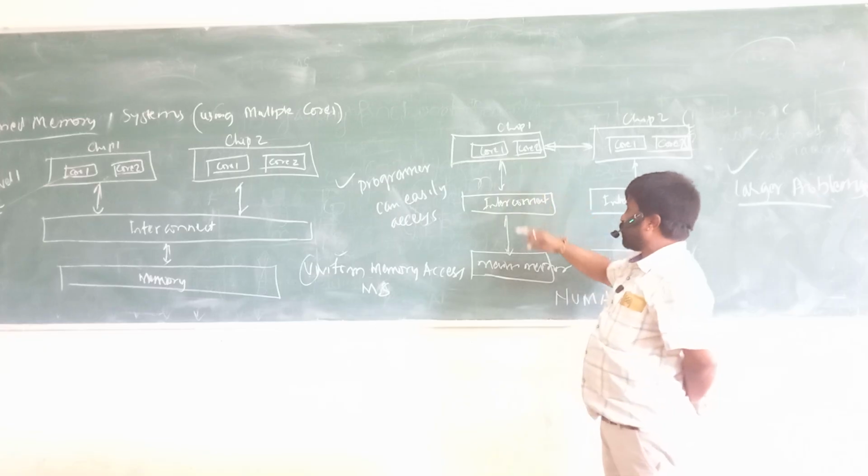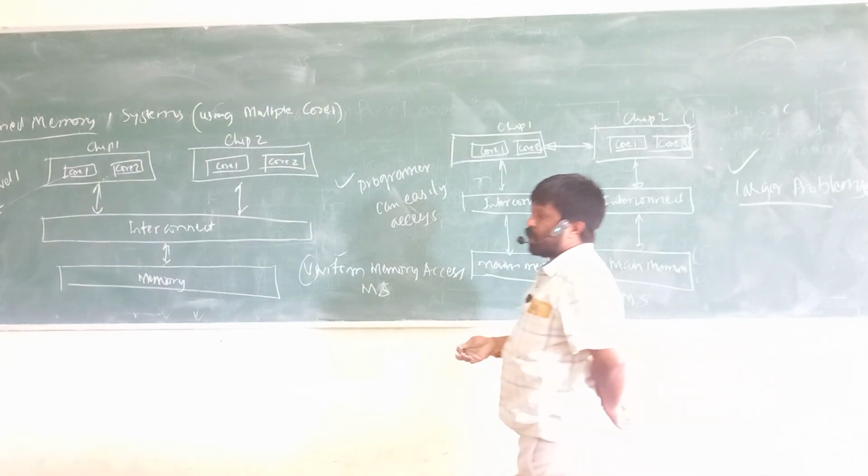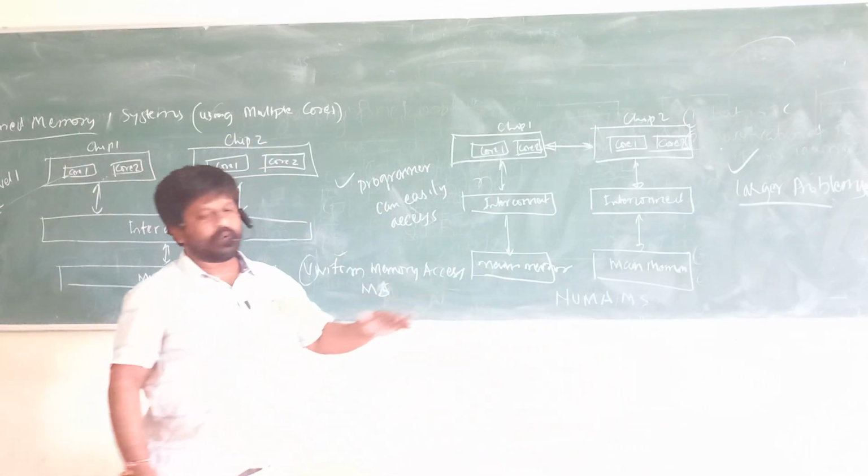Chip one cores can have less time compared to chip two cores. That's why the accessing time will be different here. That's the name given: non-uniform memory access.